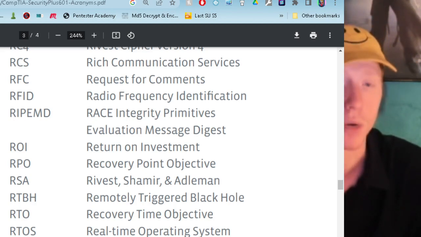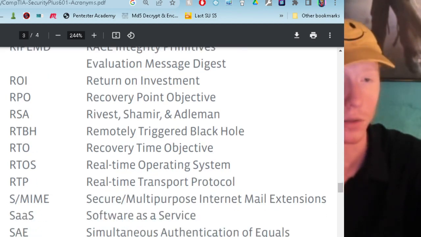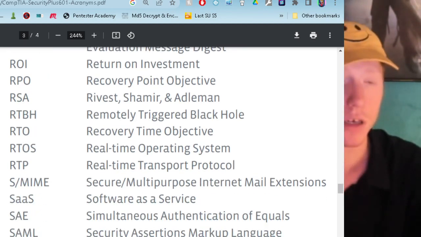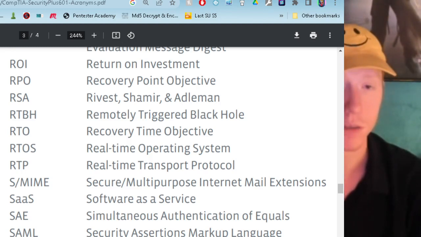RFID, Radio Frequency Identification. RIPEMD, RACE Integrity Primitives Evaluation Message Digest. ROI, Return on Investment. RPO is the Recovery Point Objective. An RSA stands for Rivest, Shamir, and Adleman, and it's a type of encryption.